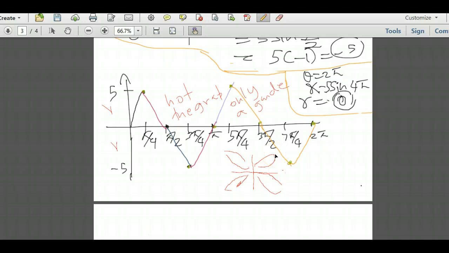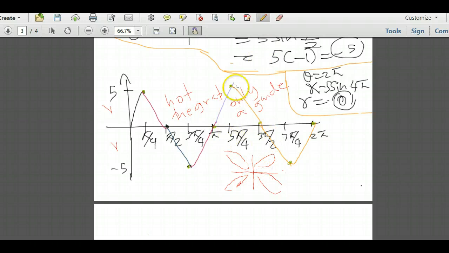And when theta goes from pi over 4 to pi over 2, r comes back to 0, see? And then from pi over 2 to 3 pi over 4, r goes to negative 5. So pi over 2 is here, 3 pi over 4 is here. So when it goes this way, it goes negative. So remember, actually it goes like that and then goes like that. And from negative 5 it goes to 0. And then from 0 it goes to positive 5.